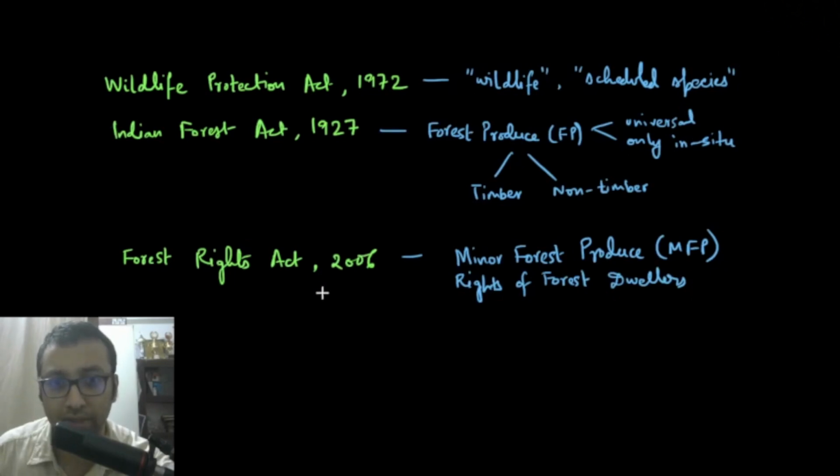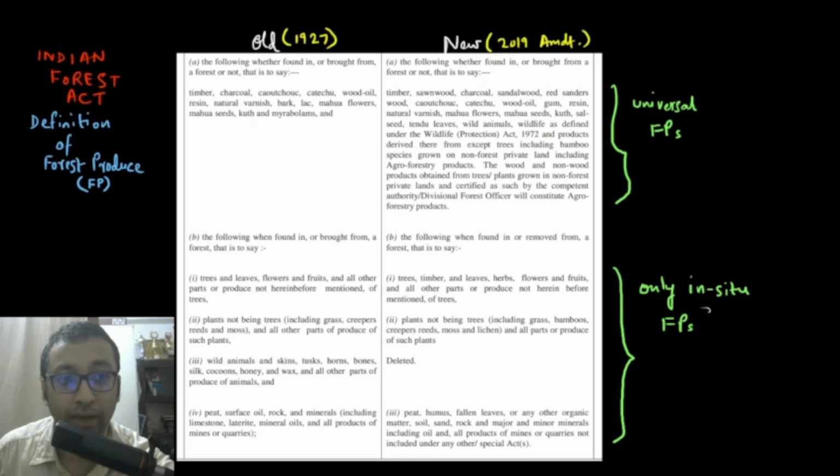Now I go to the Forest Rights Act, and why this non-timber forest produce defined in the amended act is important, because the Forest Rights Act says that this non-timber forest produce is minor forest produce, MFP. Why is this minor forest produce important? Because the forest dwellers have usage rights of these minor forest produce. Now what do you mean by usage rights? So, minor forest produce, the usage rights.